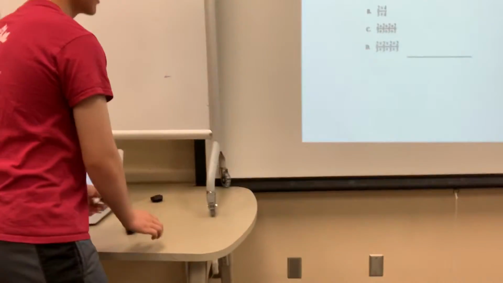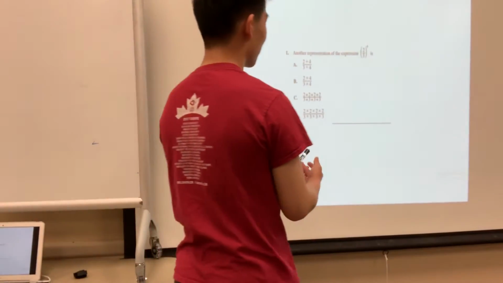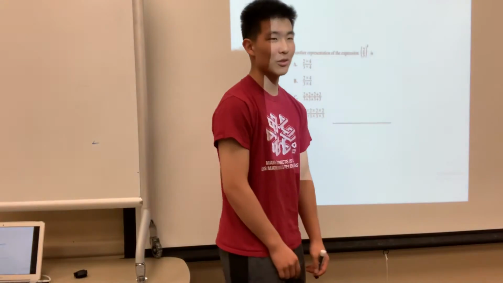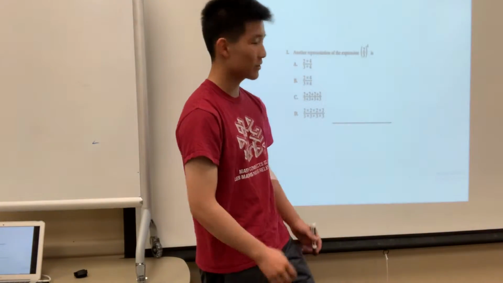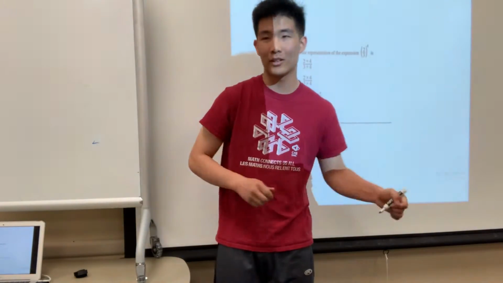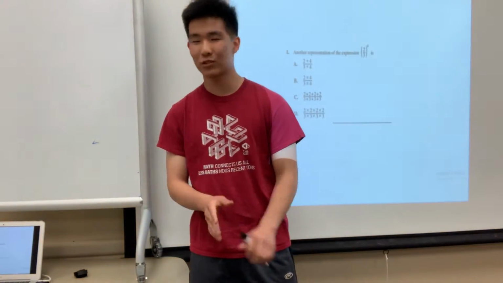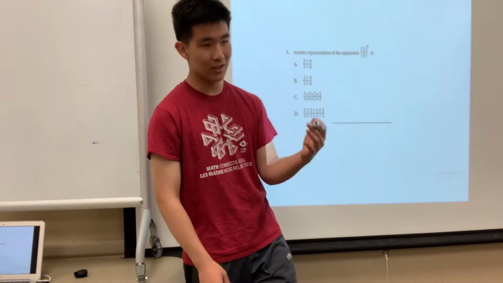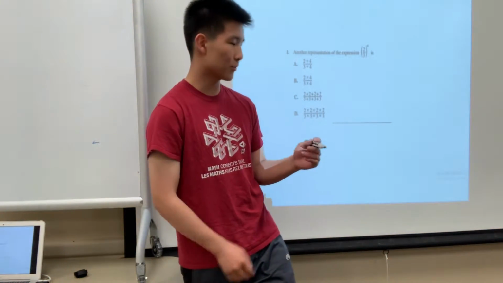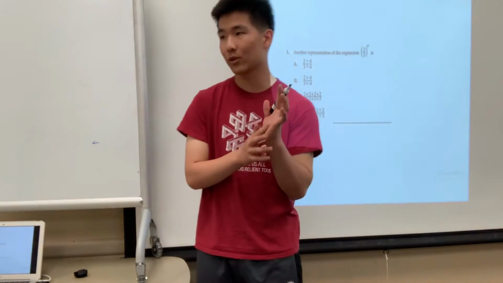Alright, so the first question is, we're looking for another way to represent this expression, 2 over 3 to the power of 4. This is a question about exponents. It's relatively simple, but one of the things that you really have to be careful with is not to get tripped up, because if you notice, both C and D look really similar. But okay, let's just go through the question.